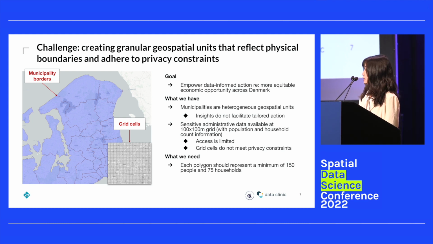Therefore, these data are too granular to be usable by them. What we need is to create polygons that are more granular than municipalities and less granular than the grid cell level data. We also want the polygons we create to reflect physical boundaries and to meet all the privacy constraints. That is why we started this project.